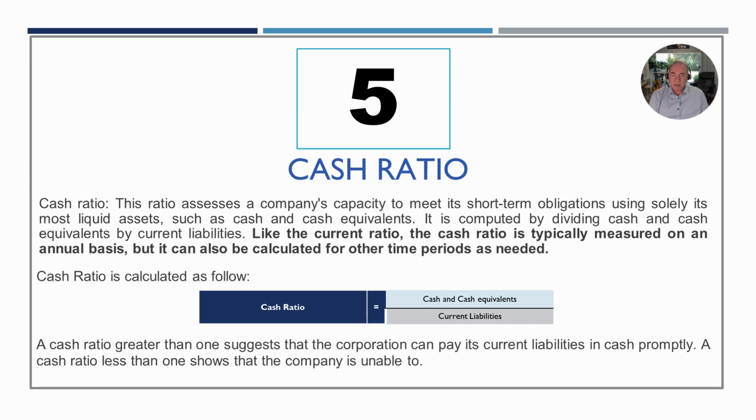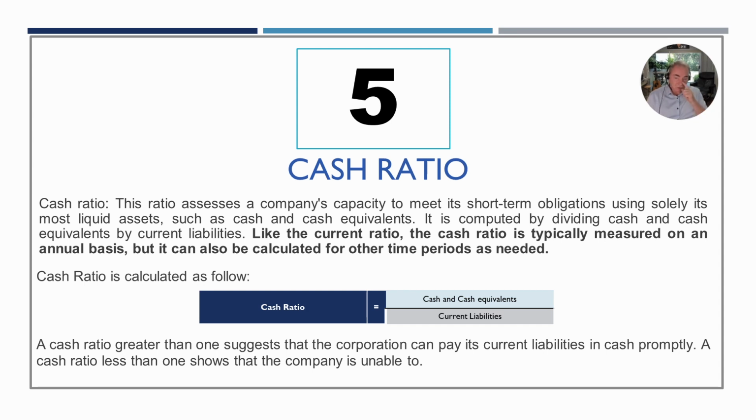Then we have the cash ratio. Now the cash ratio is the one that I pay the most attention to. If you were building a dashboard, it's important that you would have some idea of the cash ratio. And you can think about this like a house. How much money do you have in the bank? And how much expenses do you have? How many months could you live without an income?